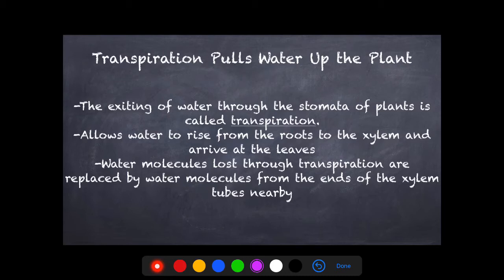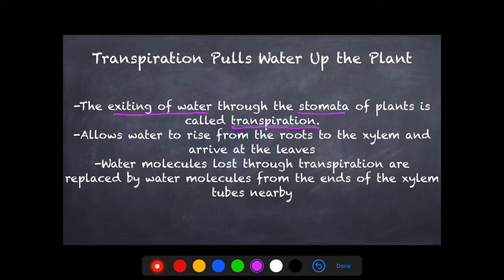So what is transpiration exactly? Transpiration is when you have water being taken up from the roots and exits out from the leaves. That is the main definition of transpiration. Exiting of water through the stomata of plants.